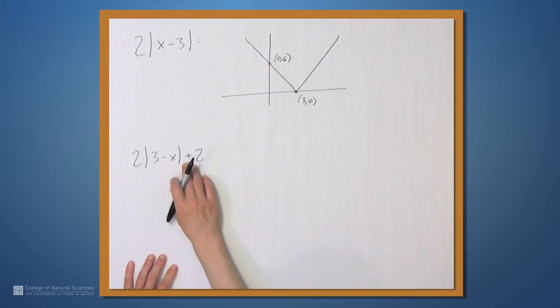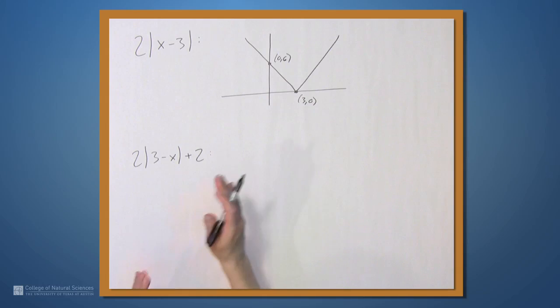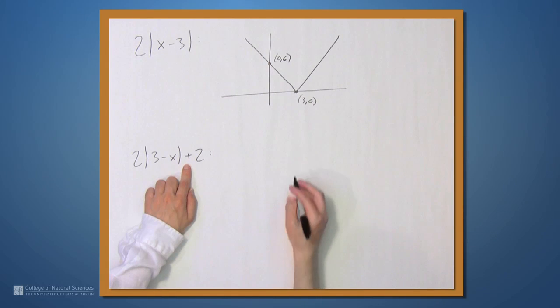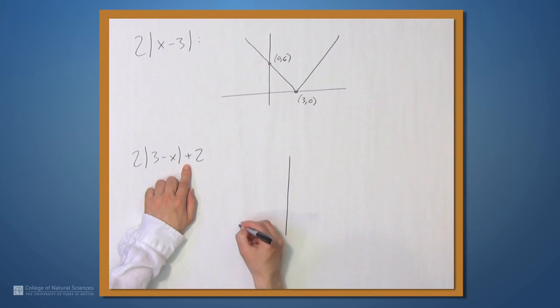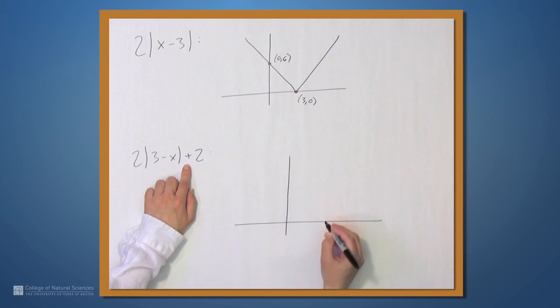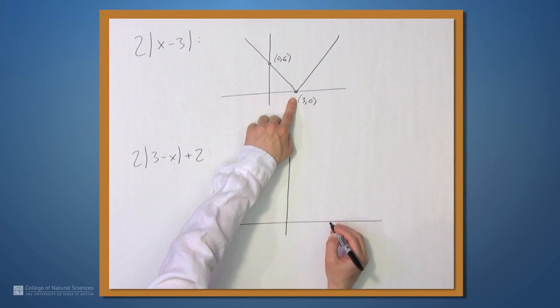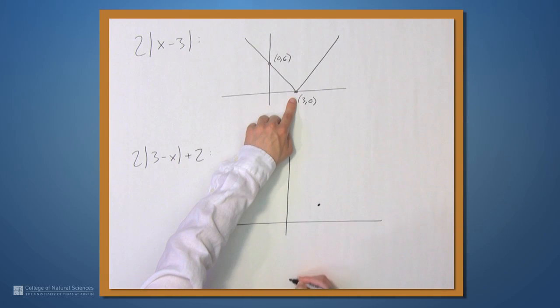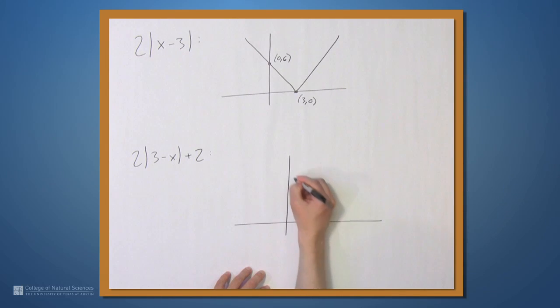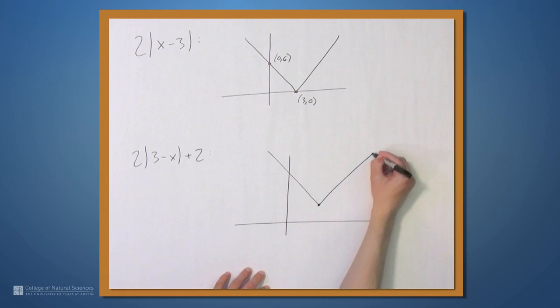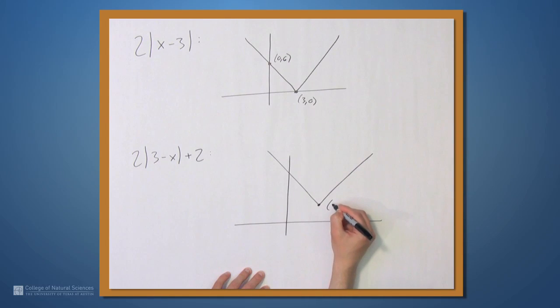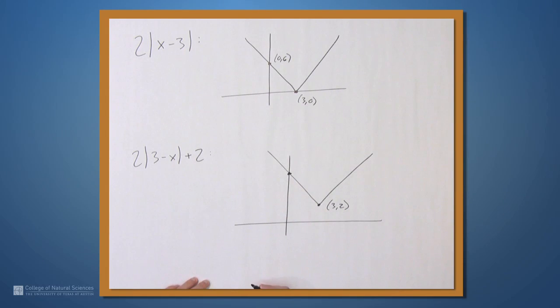Keep that in mind. So this plus 2 is a vertical shift. And since it's plus, it's a vertical shift upward. So now this point, which is at (3, 0), becomes a point at (3, 2). So we can draw the graph like this and like this. So this is now (3, 2). The y-intercept, which was (0, 6), is now shifted up by 2 units. So it is (0, 8). And there's a sketch of the graph.